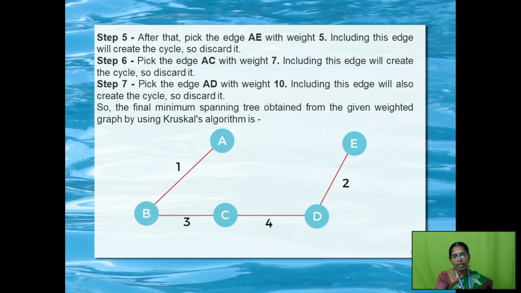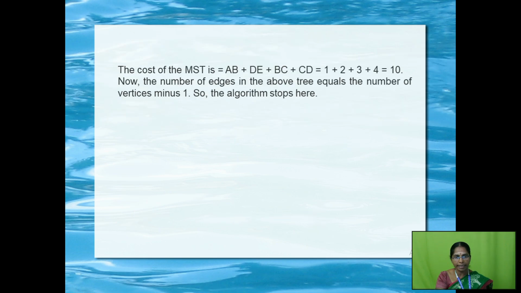So the final minimum spanning tree obtained from the weighted graph by using Kruskal algorithm is A to B, B to C, C to D, D to E. So in total the cost is 10. The number of edges in the above tree equals the number of vertices minus 1. So the algorithm stops here.